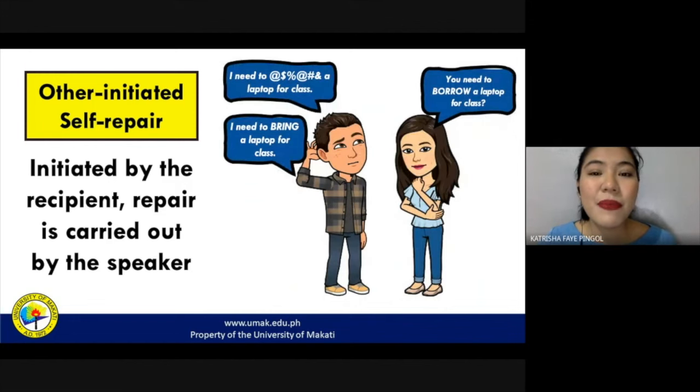So take for example this situation. The guy is asking, "I need to build a laptop for class." And then the listener said, "You need to borrow a laptop for class?" It's as if she's insinuating, "I'm sorry, I didn't understand what you were saying. Do you mean borrow a laptop for class?" And then the guy replies, "I need to bring a laptop for class." Okay, so basically he was correcting what was unintelligible for a minute there.